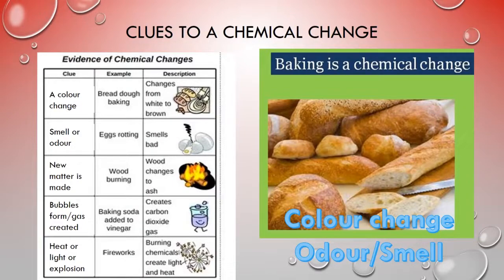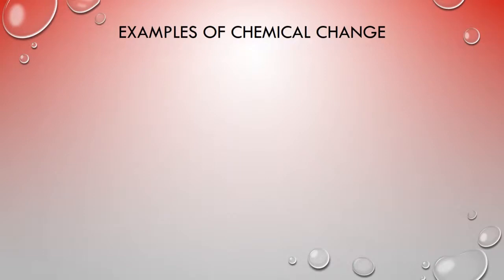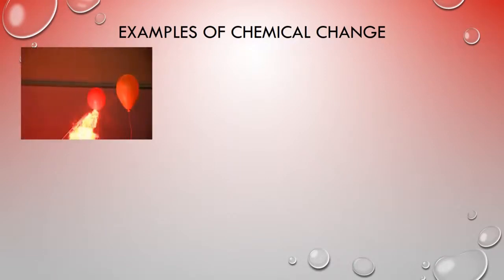What about toasting bread? Well, this is another example of a chemical change. You cannot undo the toast. And you see a color change, and there is a change in the odor or smell. Some examples of chemical changes. The hydrogen balloons exploding. There is the heat and light given off, and there is an explosion or a bang. So it's a chemical change.